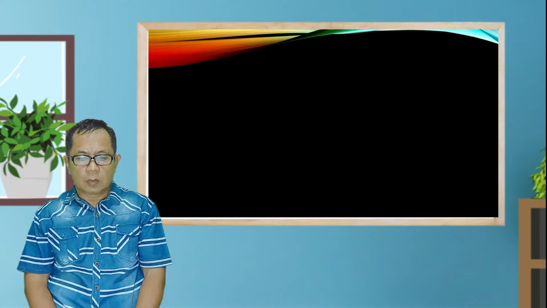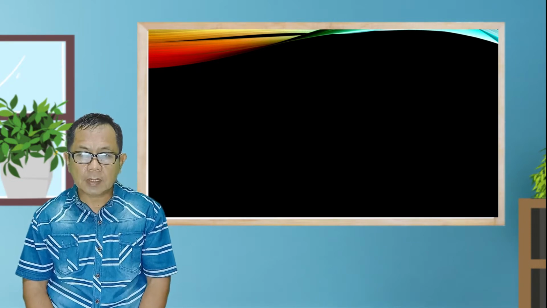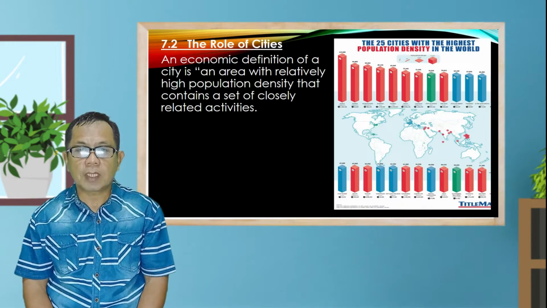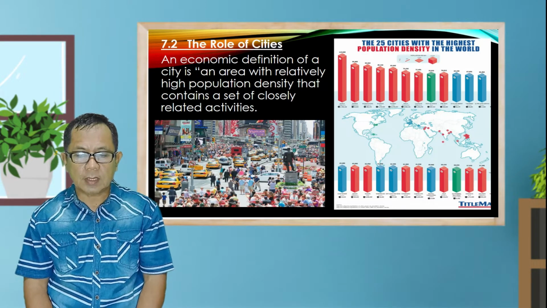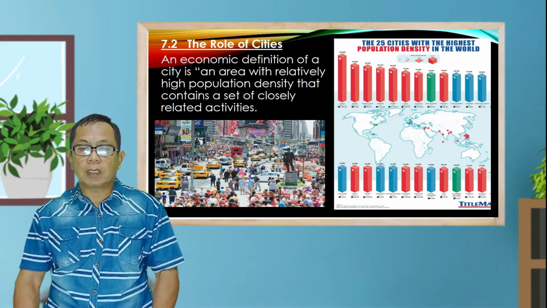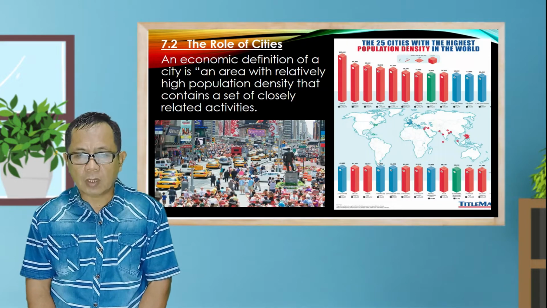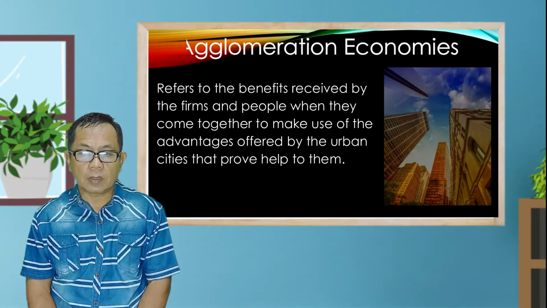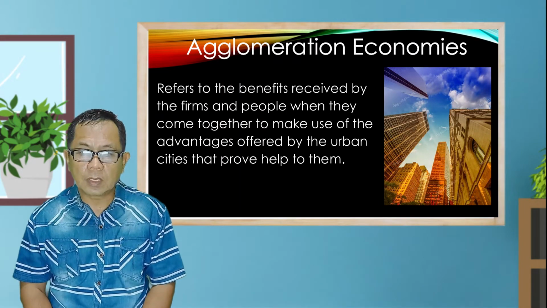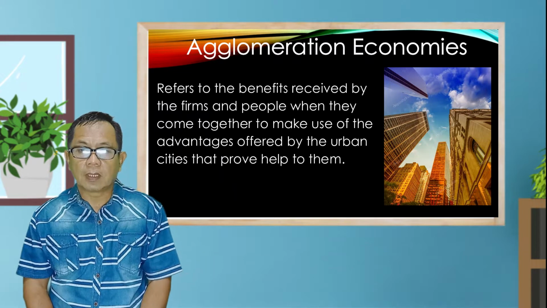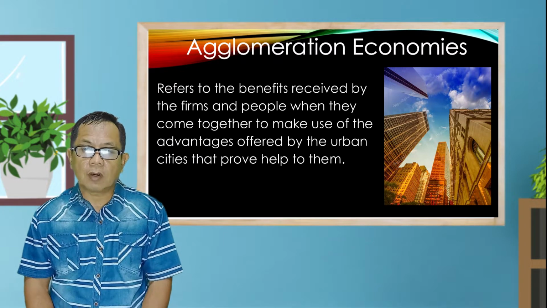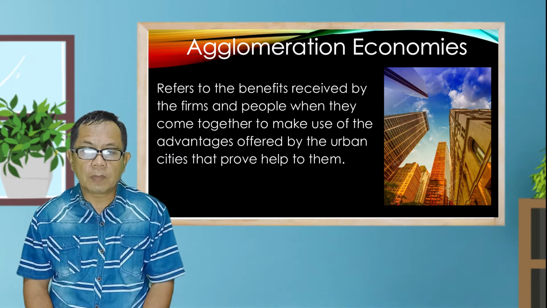Okay, classmates, we have to define first the cities. An economic definition of a city is an area with relatively high population density that contains a set of closely related activities. I think we have to identify what those economies are. Number one is agglomeration economies. These refer to the benefits received by firms and people when they come together to make use of the advantages offered by urban cities that prove helpful to them.